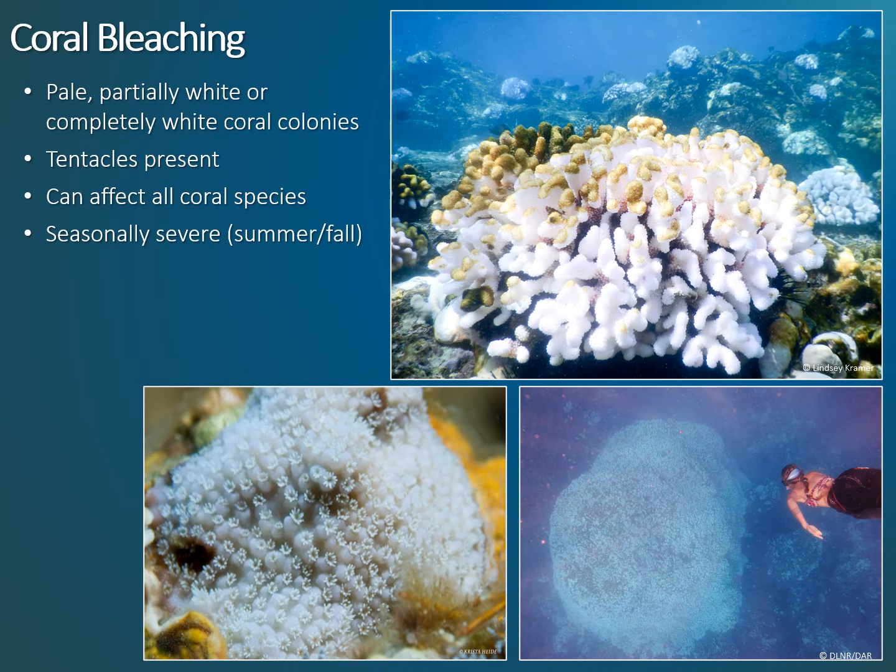Coral bleaching can be identified as pale, partially white, or completely white coral colonies with coral polyps or tentacles present upon close observation. Bleaching can affect all types of coral and is usually most severe in the late fall season when water temperatures are at their highest.